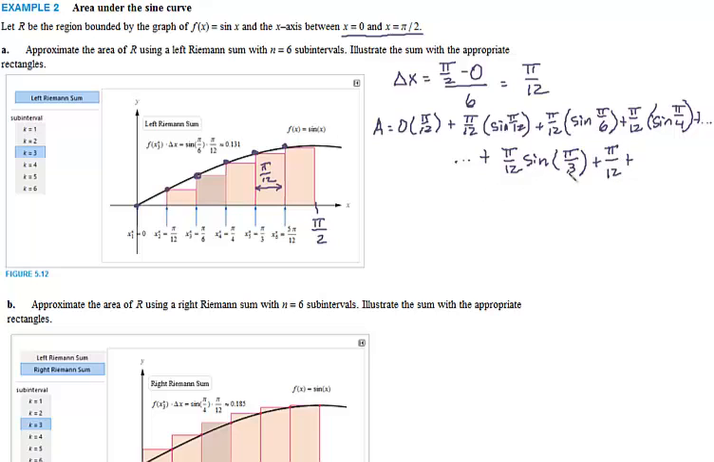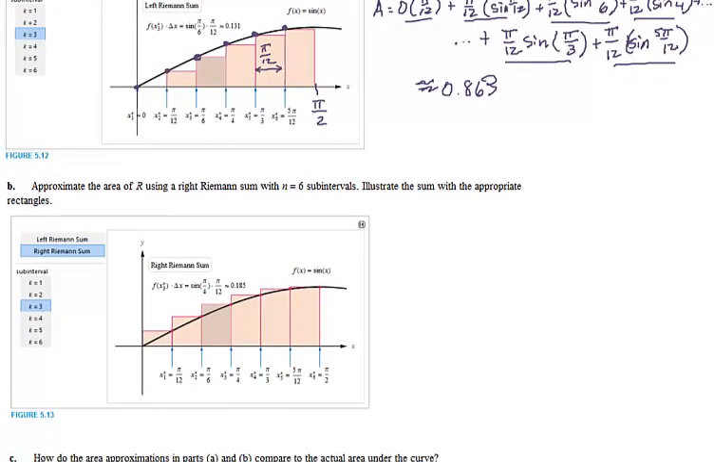12 plus, and this would have been 4, so this one's 5, whoops, times the sine of 5 pi over 12, and I think this is 6 of them. 1, 2, 3, 4, 5, 6. Yep, that was 6 of them, and then just crunch those numbers, and you should get about 0.863. Alright, so next we're going to do a right Riemann sum and just get those points.